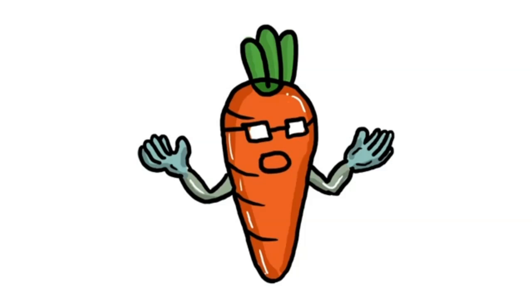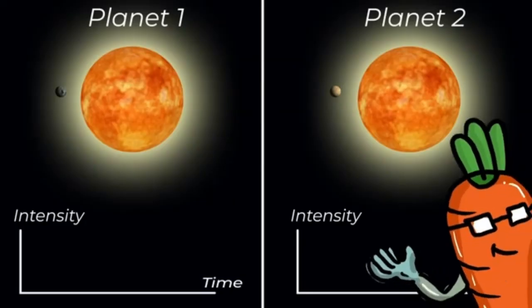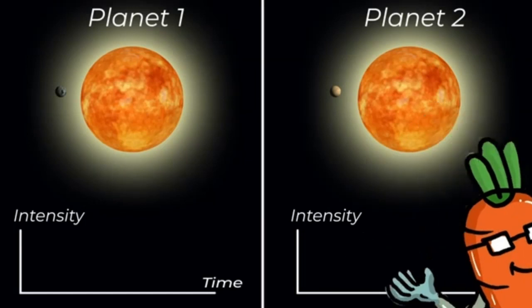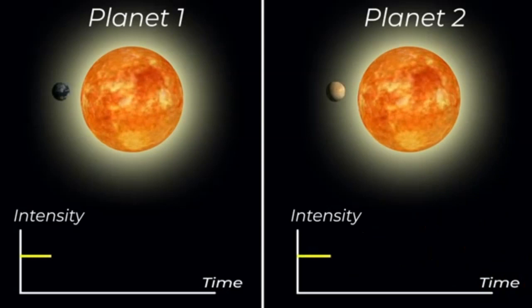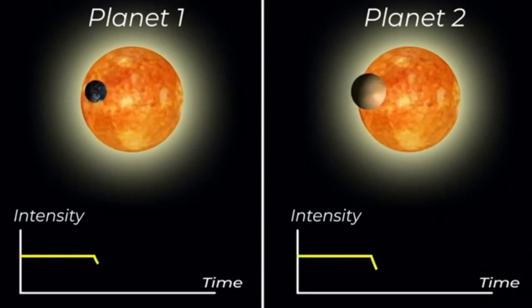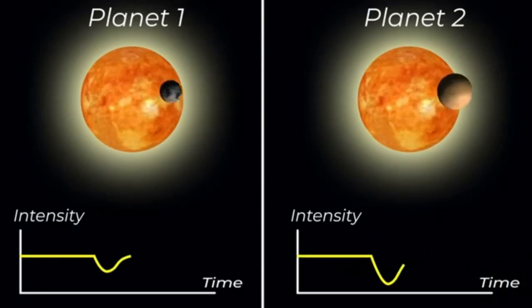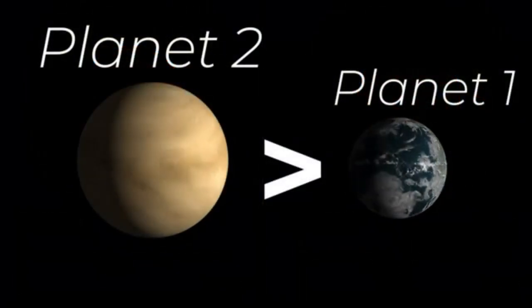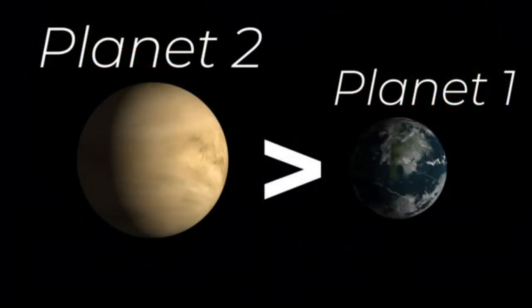But this does more than simply indicating that a planet is out there. Here, you can see two different planets orbiting the same star, which I've drawn separately for your understanding. The bigger planet clearly blocks more light than the smaller one, and so the graph records a much deeper dip in intensity. And based on this, you can get clues on the planet's size too.